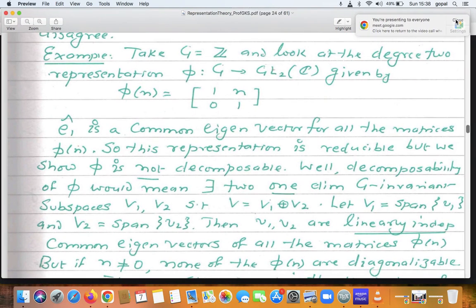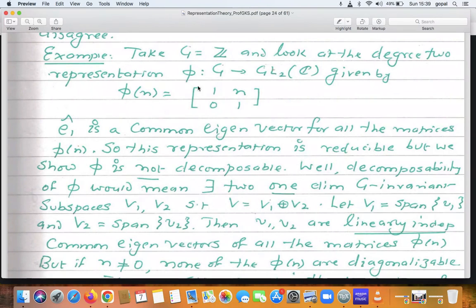So let us look at the simplest example of a non-compact group, the infinite cyclic group, Z. So non-compact group. And let us take a representation phi from G to GL2C. Phi of n, because any degree 1 representation is already irreducible, so the smallest degree will be 2. And we take this degree 2 representation, 1 n, 0 1. Now, E1 cap is a common eigenvector for all these matrices. So the linear span of E1 cap is a G invariant subspace.